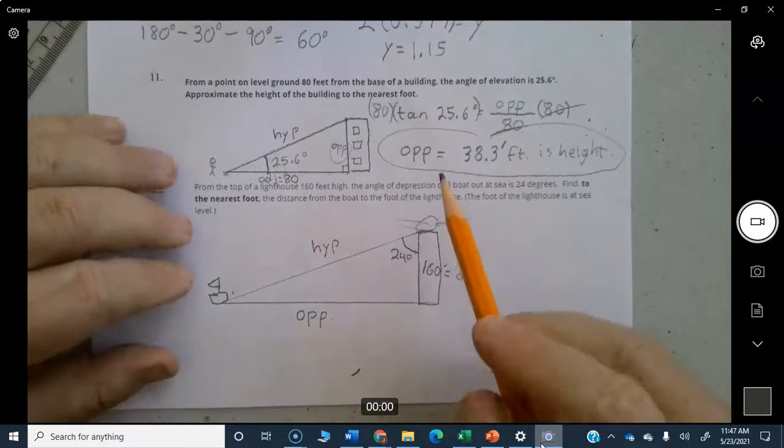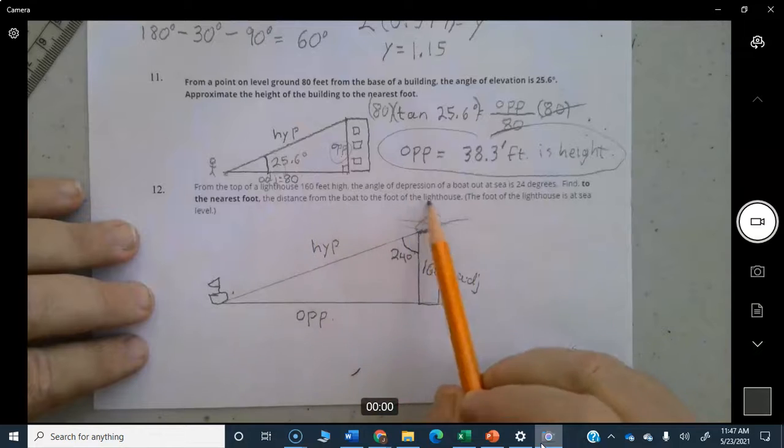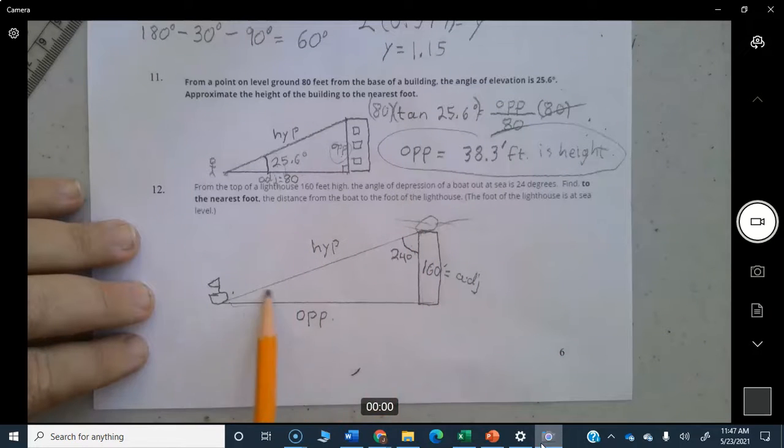Okay, so we have what we need. What are we trying to find? Find to the nearest foot the distance from the boat to the foot of the lighthouse. So that's this distance right here. The foot of the lighthouse means the bottom. So that means we're looking for the opposite. We need to find a relationship between opposite and adjacent, and again, that's going to be tangent.